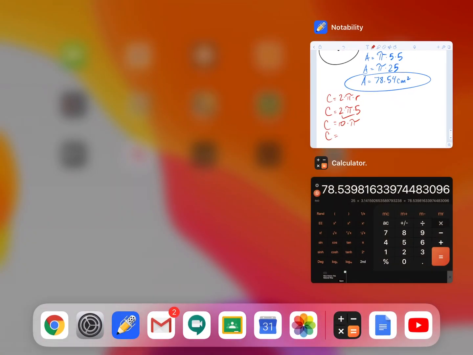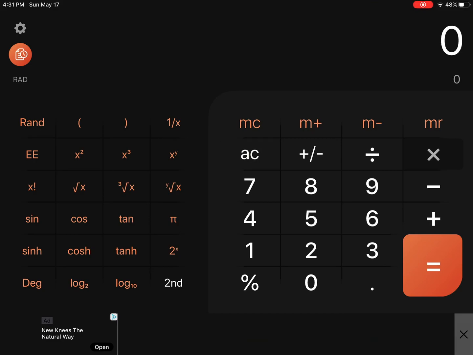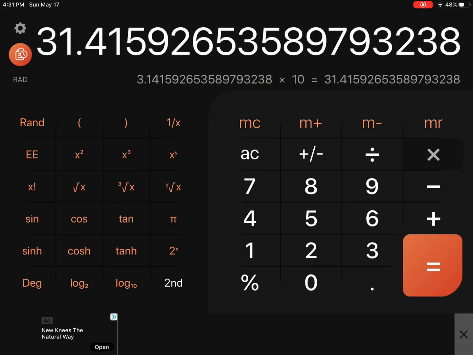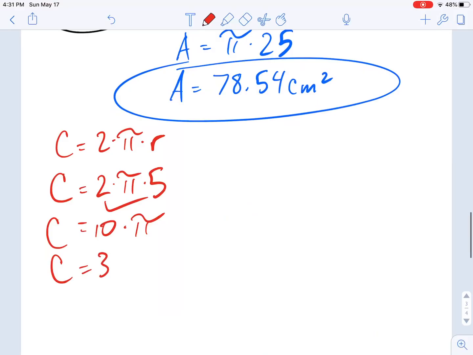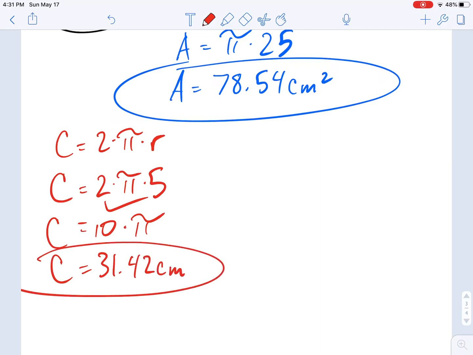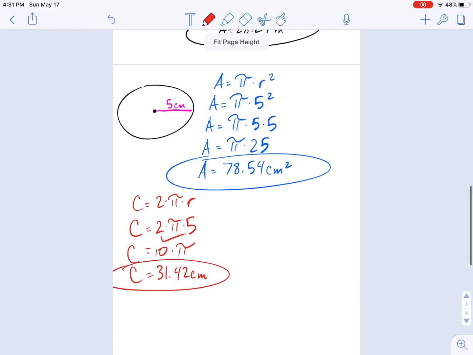So circumference equals, let's put it in our calculator, pi times 10. We get 31.415, so 31.42. 31.42 centimeters. And that's your answer. Okay? So we're just using these formulas to find our answer. And this is the work I expect you to be showing.